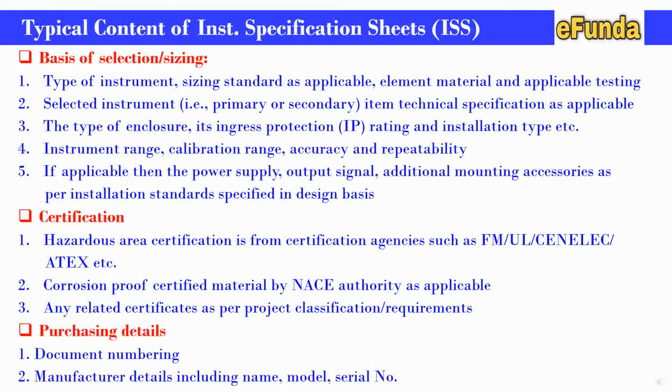Purchasing detail. Point number one, the document numbering. Point number two, manufacturer detail, including name of the manufacturer, model of the item, and the serial number provided for that particular instrument. These are the points typically covered as part of instrumentation data sheets. These points will enable us to get the required detail to share with the vendor while purchasing any of the instruments for specified purpose in project design phase.